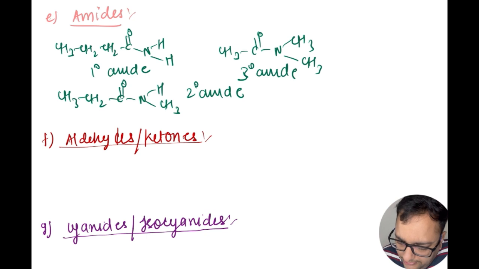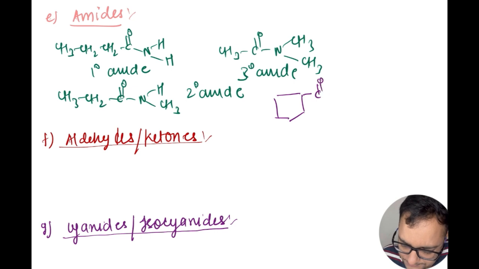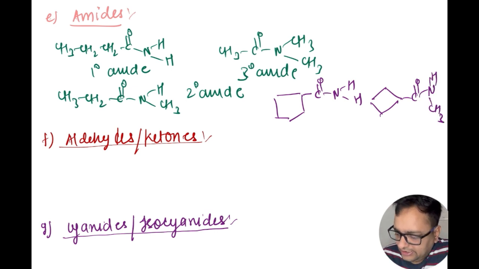1 degree amide, 2 degree amide, and 3 degree amide. One more, if we take one more example, this is C double bond O, N, H, then H. This is C double bond O, N, H, then CH3. Together, this is a 1 degree amide and this is a 2 degree amide. The molecular formula must be the same. This is the main important condition. Molecular formula must be the same.